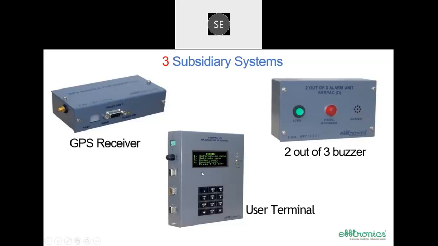Through this maintainer terminal, one can see the status of the block instrument, block section status, block communication status, status of input relays and output relays, status of buttons, keys, doors, and errors also, error codes. In case of failure, the system generates errors, and those error codes also can be seen through this maintainer terminal. So these three are subsidiary systems.